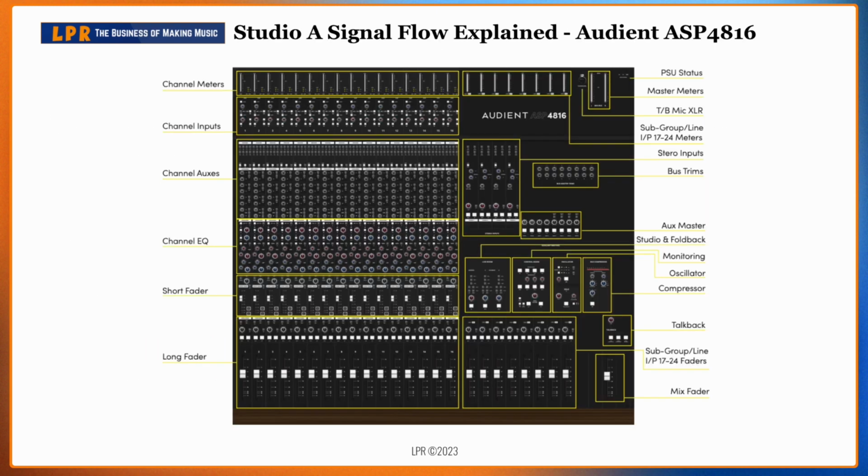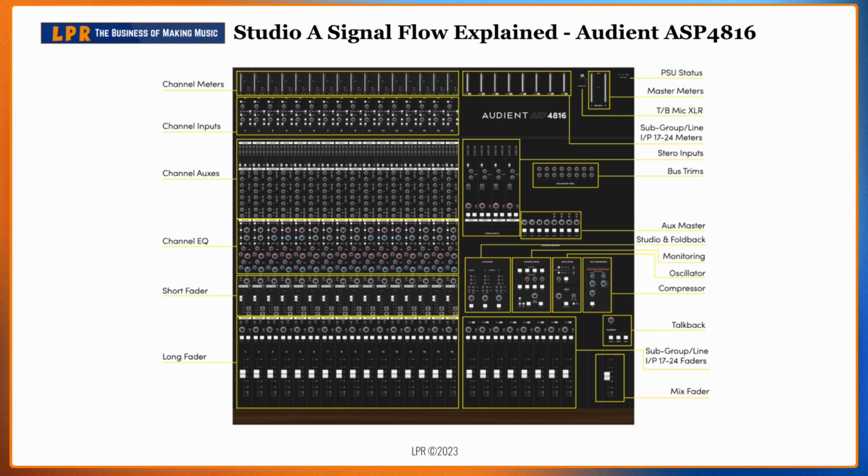Anyway, here is the console. This is by Audient. It's the ASP4816. At the top there, you see the channel meters. Then next you have the channel inputs, the channel auxiliaries with the matrix. I'm going to explain what the matrix is in a sec. Then you have the EQ. Then you have what they call the short fader. And then you have the long fader.